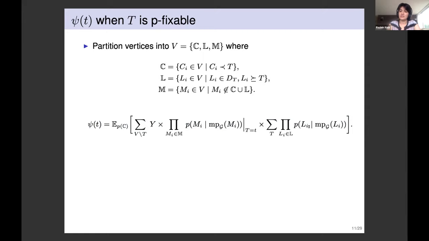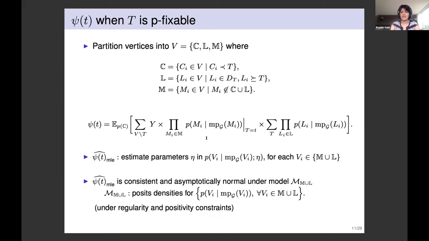If I want to estimate this, using the plug-in and MLE principles, I try to parameterize each of these conditional densities by eta, get the estimate of the parameters, and evaluate the expectation empirically. This is the estimator that I'm going to get, and it's going to be consistent and asymptotically normal under some regularity conditions and positivity assumptions in a model where all of these conditional pieces are correctly specified, which is a lot to ask, right? The question is, are there alternative ways of estimating this identified functional? And the answer is yes.